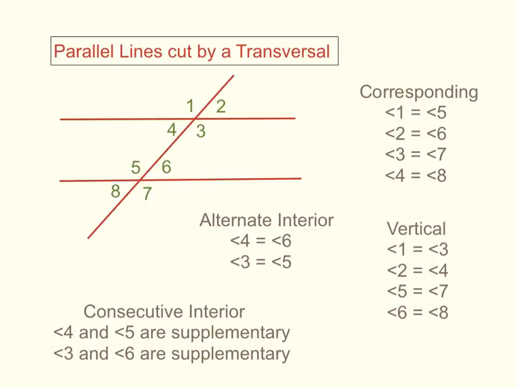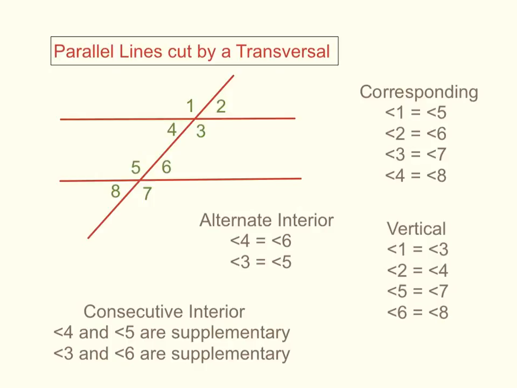Then we have another set of angles that are always equal to each other, and those are the alternate interior angles. Here we have angle 4 is on the left-hand side of the transversal. Angle 6 is on the right-hand side of the transversal. That makes them alternate. And they are between the two parallel lines, so they are said to be interior. And angle 4 and angle 6 are alternate interior angles. Angle 3 and angle 5 are alternate interior angles. And so if I had these sets of angles, they would be equal to each other. Alternate interior angles are always equal to each other.